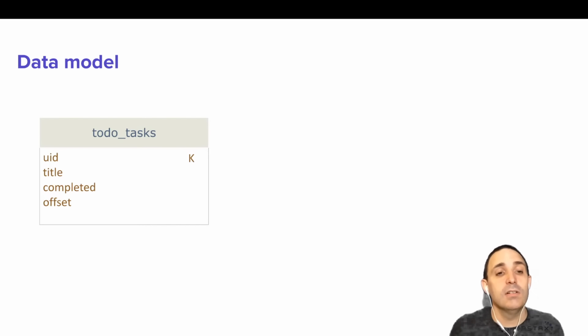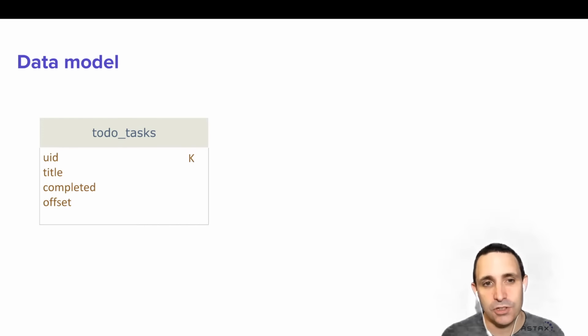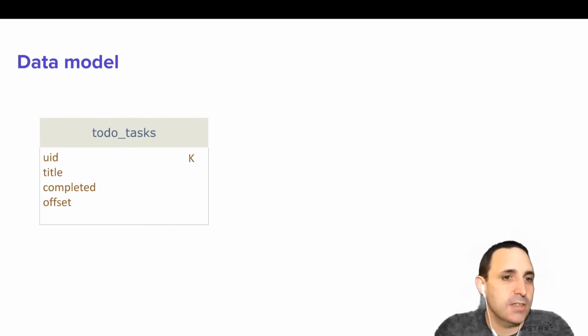UID is the full primary key, no clustering column. Simple UID. So you will get a unique record per partition. Totally fine with Cassandra. It will be evenly distributed with the hashing function, as usual. Title, completed, offset, not part of the primary key. I don't need anything special about it.